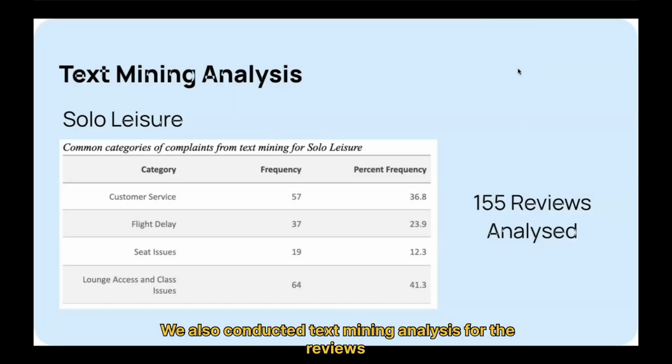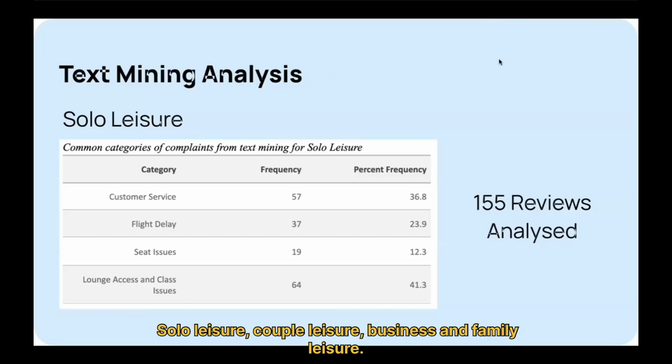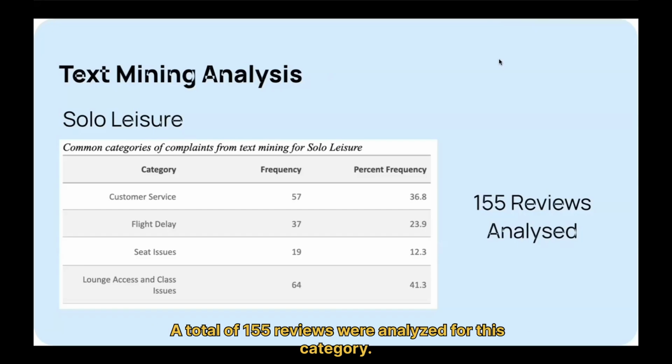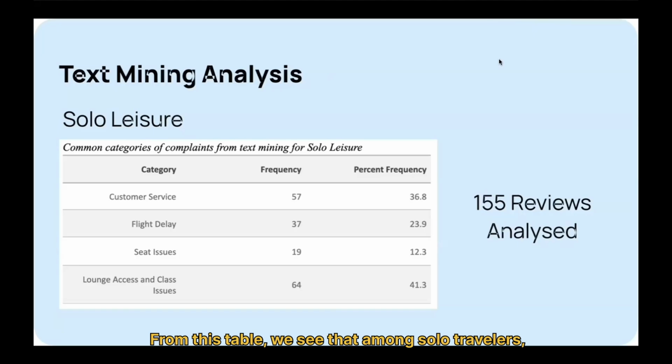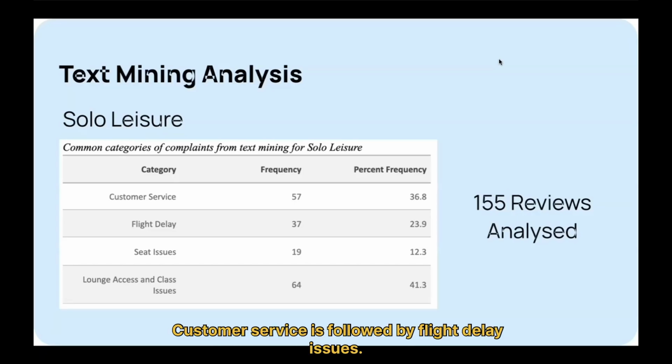We also conducted text mining analysis for the reviews across the different types of travelers. We analyzed reviews for 4 types of travelers: solo leisure, couple leisure, business, and family leisure. We first analyzed the reviews for travelers under the category of solo leisure. A total of 155 reviews were analyzed for this category. From this table, we see that among solo travelers, lounge access and class issues is the category that is the most complained about, followed by the customer service complaints. Customer service is followed by flight delay issues, and lastly, seat issues are the least complained about.